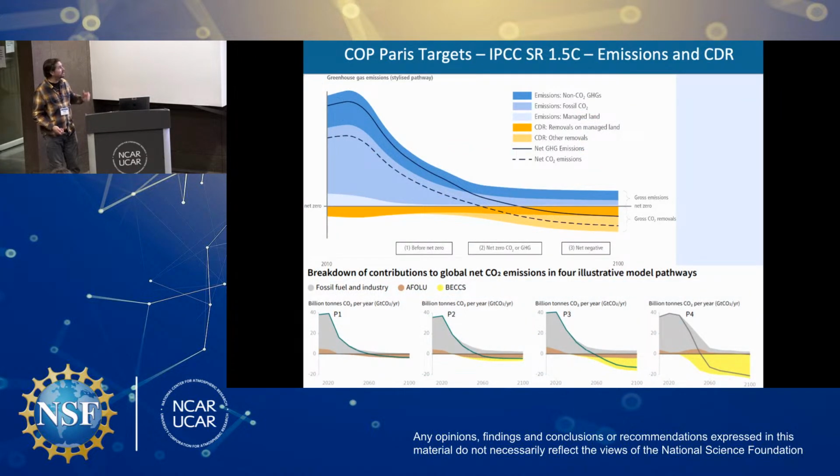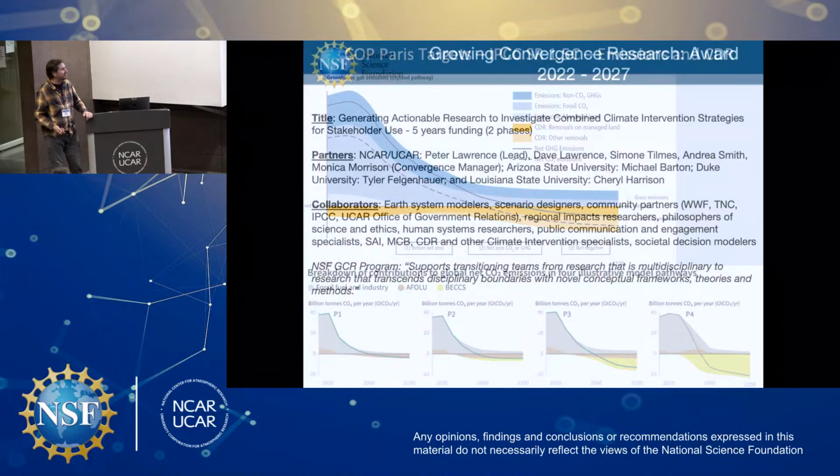And if you look at how you get to these really low 1.5 degree worlds, they require a lot of components, and a lot of them are land-based. So they're bioenergy with carbon capture and storage, or looking at reforestation and afforestation. And there's always going to be some level of hard to mitigate emissions that have to be addressed. So CDR and negative emissions are going to be part of that space.